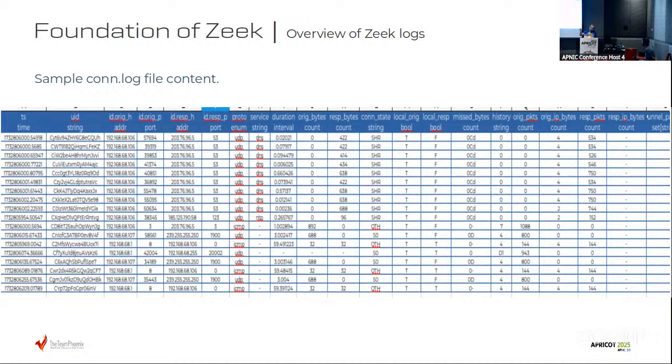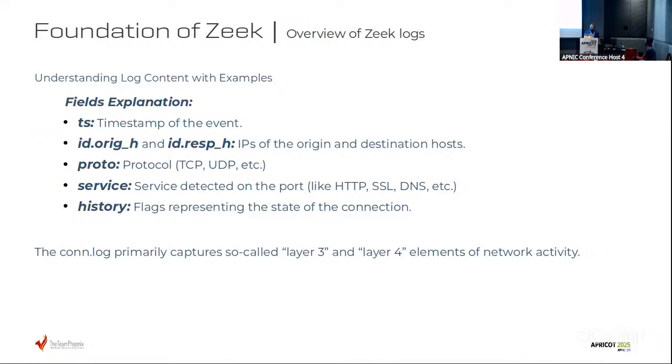In a JavaScript format, so you will be able to see it in a human readable way. And then user ID, source port, source IP, destination IP, protocol, then services, which services has been running, duration of the interval, and so many interesting things over there. As I mentioned, TS for timestamp, and then ID original host and responded host. So origin means source host and destination host. Then protocol, services, and history.